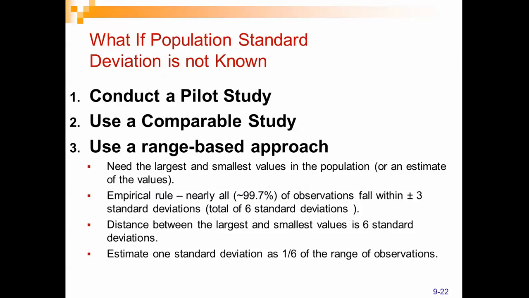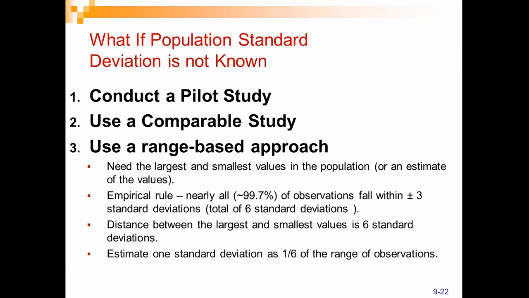There are different methods you can use, but you can do a pilot study where we do a small study based on a small sample of the population, determine the sample standard deviation, and use it as an estimate of sigma, or the population standard deviation. We can use a comparable study. So if somebody else has done a similar study before, we can use their sample standard deviation as an estimate of sigma. Or we can use a range-based approach.